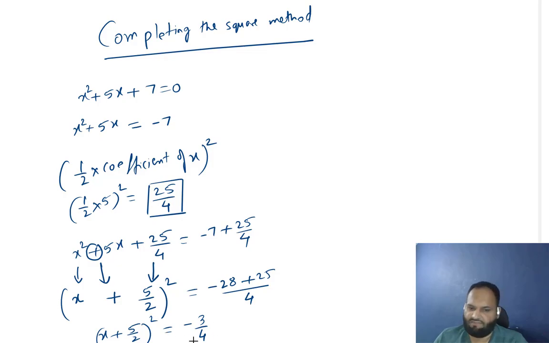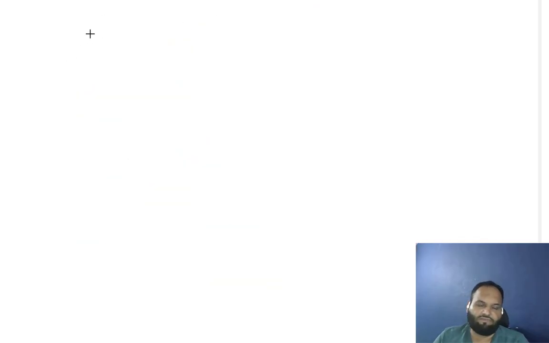But now it is negative and it's not possible, therefore roots are not real for this one. Roots are not real. Let's see another example with real roots. So if I say that x square plus 6x plus 10, if I do this, that won't work, so I'll do 4 here.